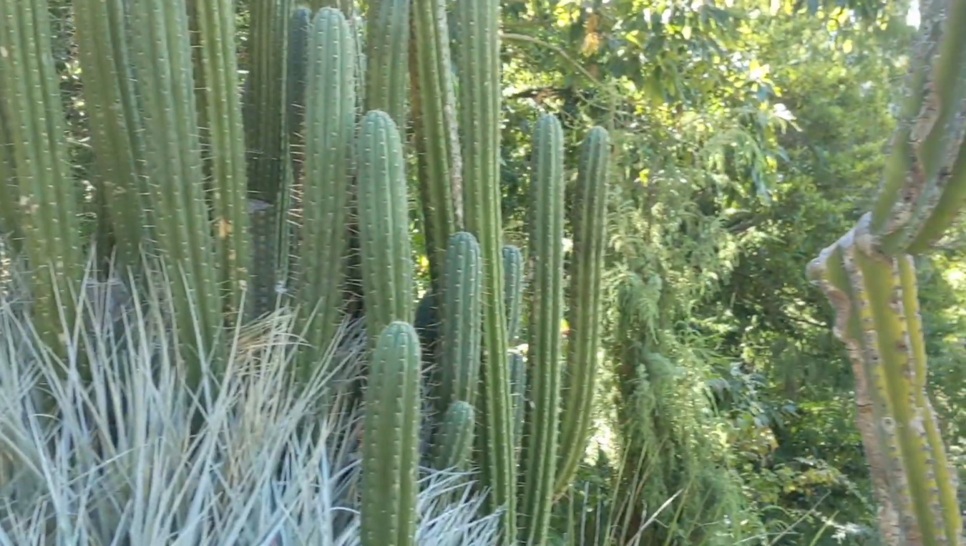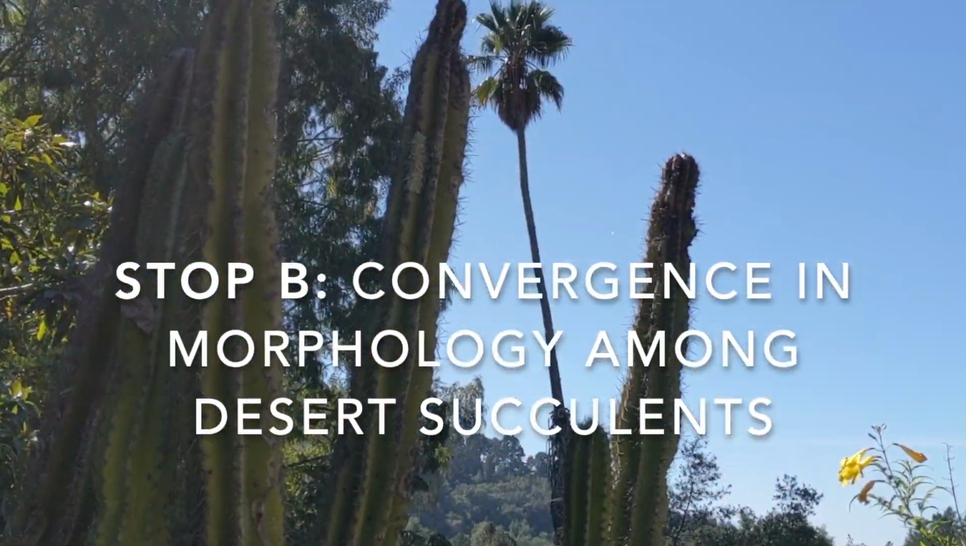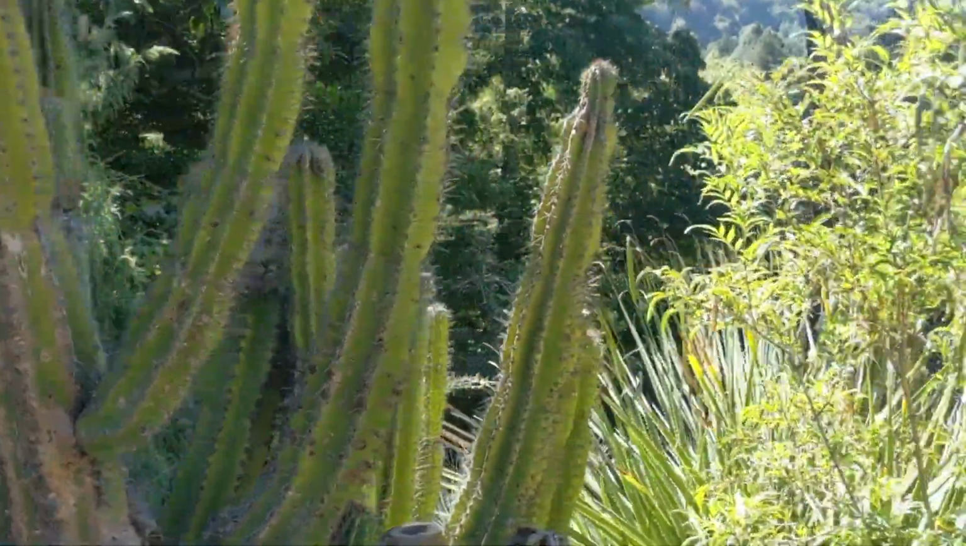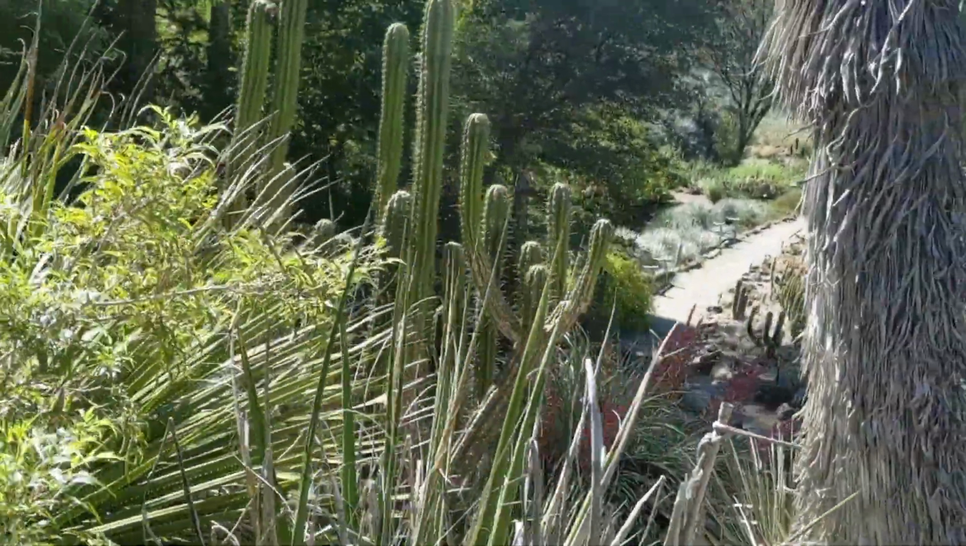Stop B. Convergence in morphology among desert succulents. Taxonomists separate the cactus and euphorbia families as a result of their radically different flower structures. Let's look at the similarities and differences.